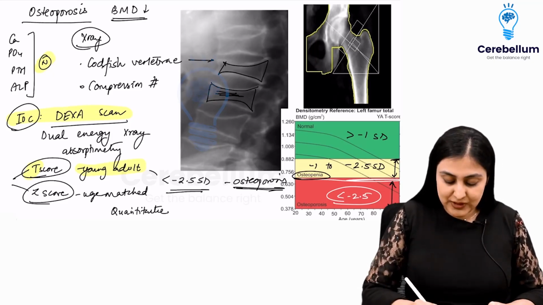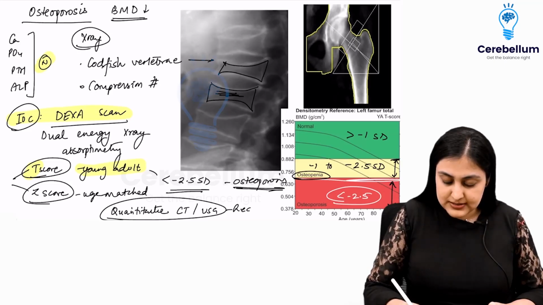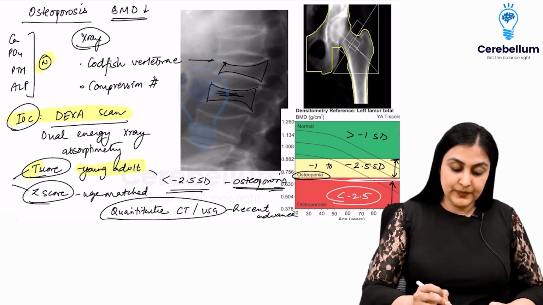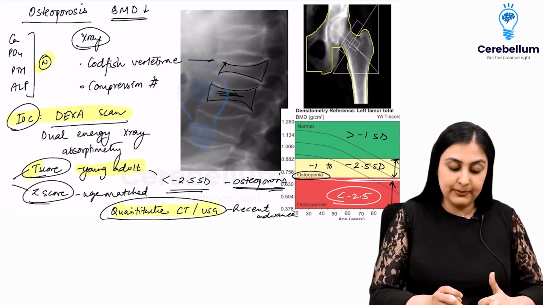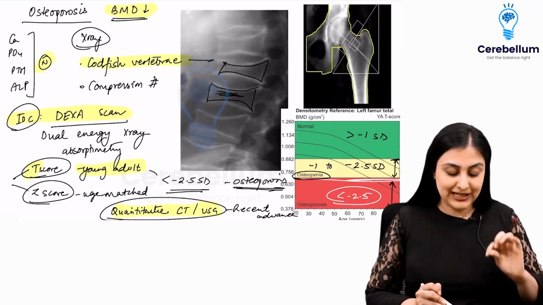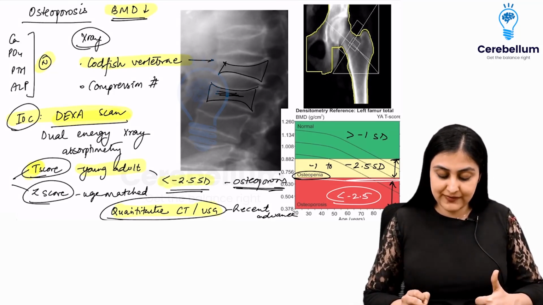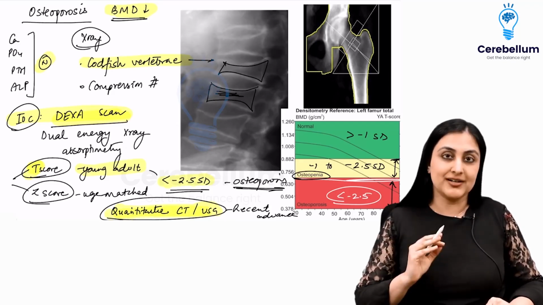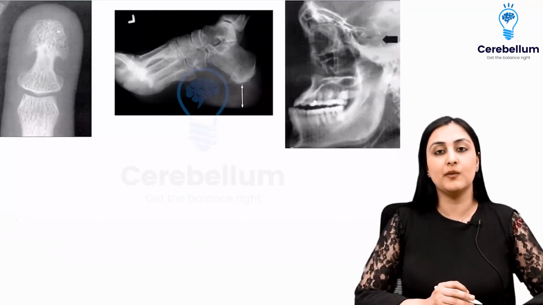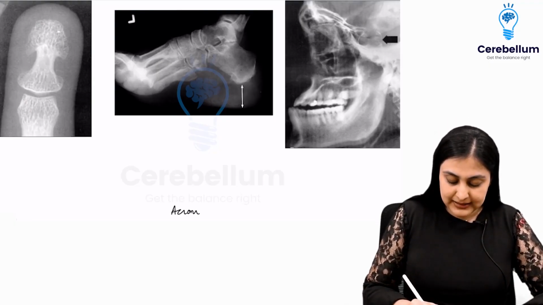This is a repeat AIIMS question. Remember, quantitative CT and ultrasound are also used. This is a recent advance that we want to remember. Okay, so this is osteoporosis in a nutshell: BMD reduction, codfish vertebrae, all biochemical profile normal, DEXA scan, T-score less than minus 2.5 SD, and recent advances quantitative CT and ultrasound. Okay. Next, we talk about another endocrine pathology, which is acromegaly.